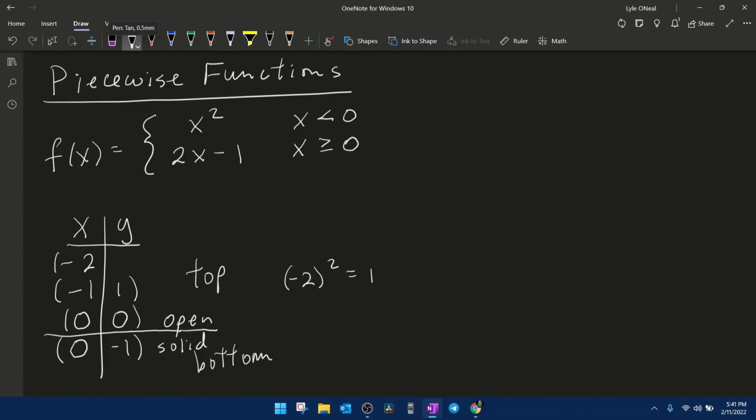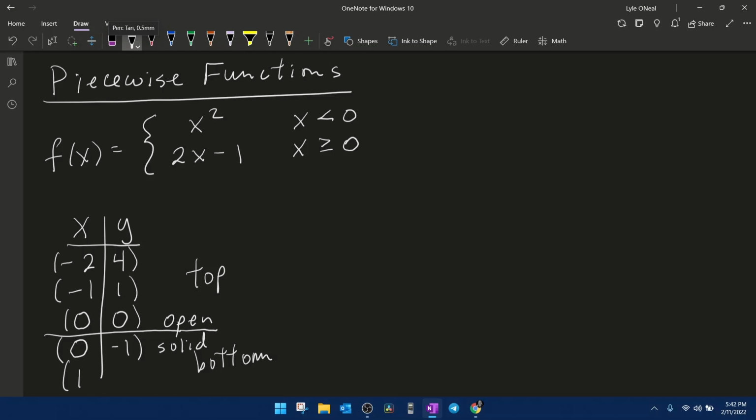And -2 squared is 4, giving me the ordered pair -2, 4, and that should be enough points to determine the graph for the top piece of the function. If I need more definition, I can choose more x values. And for the bottom piece, we need to pick an x that is greater than or equal to 0. Greater than 0, we could go with 1, 2, 3, pretty much any x value. I'm going to stay close to home and choose 1.